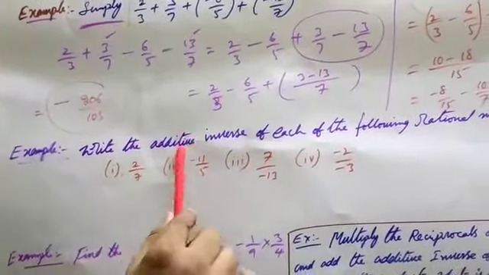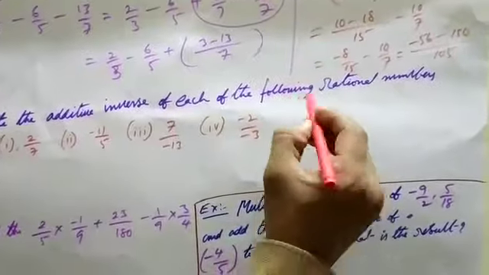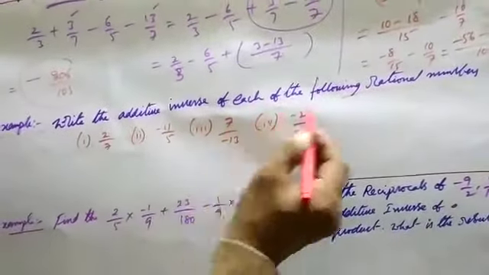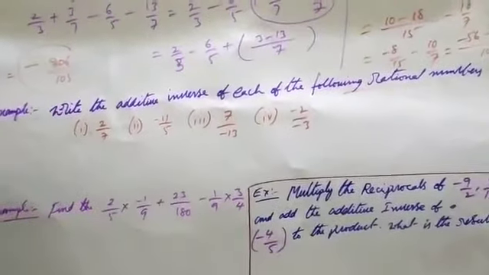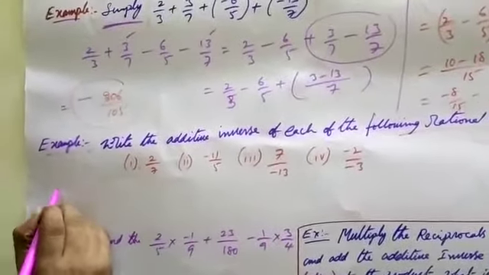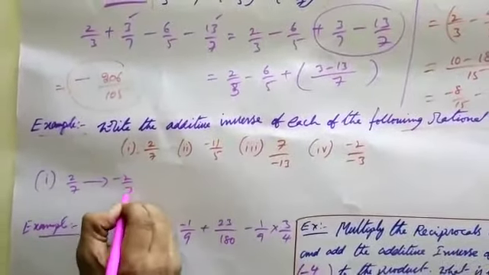Write the additive inverse of each of the following rational numbers. What are the following rational numbers? This is 1, 2, 3, 4. We go to the additive inverse of each. Therefore, what is the additive inverse of 2 by 7? The additive inverse is minus 2 by 7.